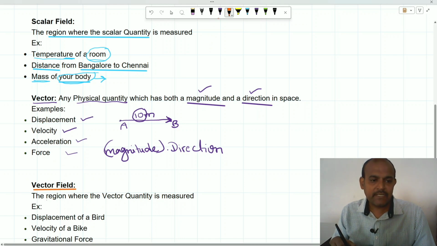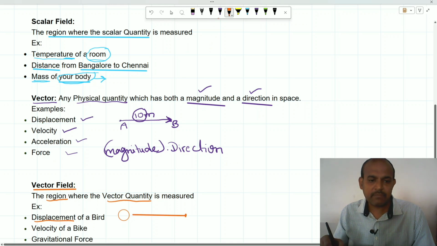So it is a region where you are measuring a vector quantity. This quantity is measured in a given region. For example, I said displacement is a vector. So we measure the displacement of a bird. For example, at this point of time the bird is here. After some time, the bird may move to some other distance. Let me say this is the point.